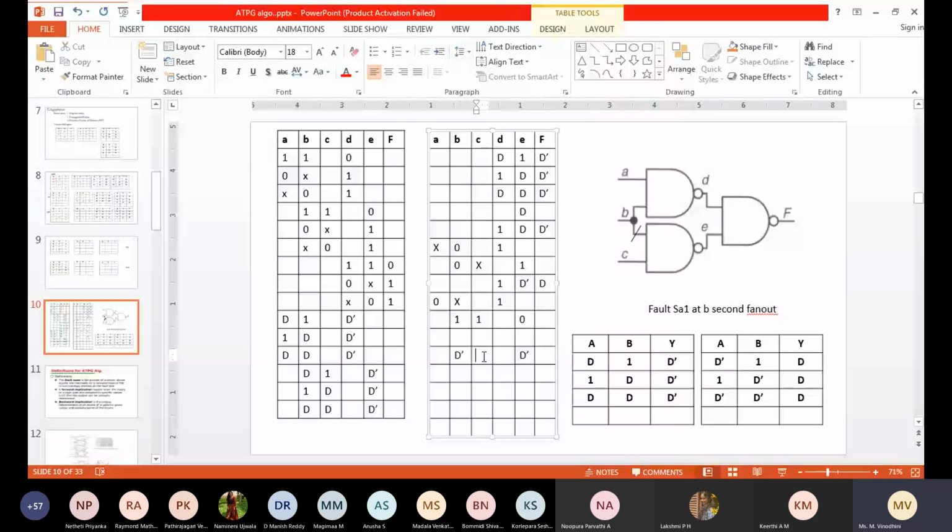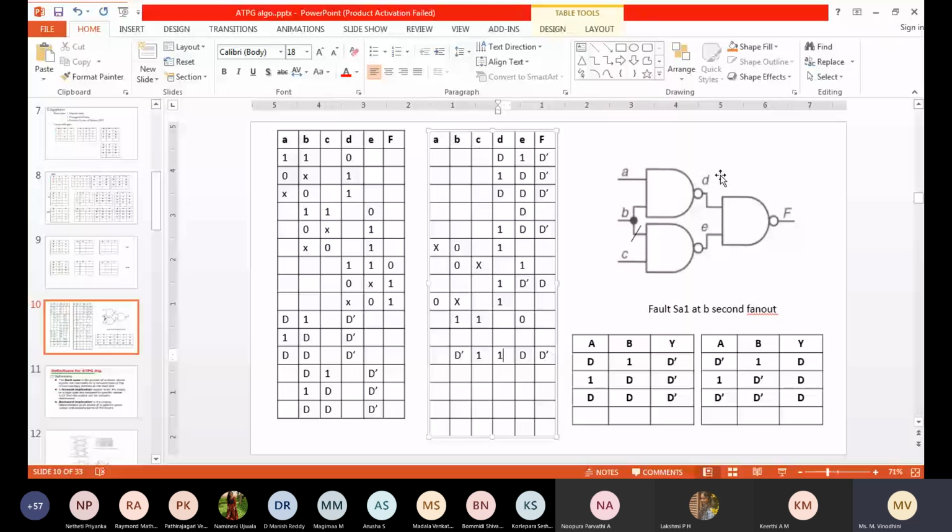Next, my D is now across E. D or D dash, NAND gate? D. Okay, from E, I want to take it to F. So this D will go, when it goes to F, it will be D dash because it is a NAND gate. And what should be my D? NAND gate, D should be 1. So now propagation is done.